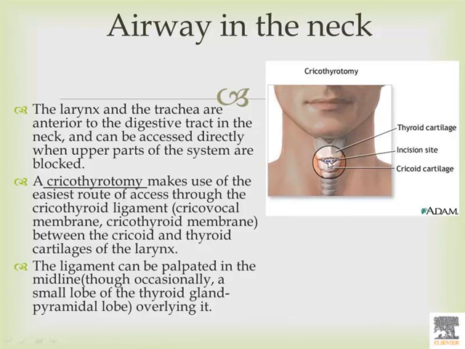This is where you incise and insert a tube right here to enable a person to breathe if there's an obstruction up in the pharynx or in the upper mouth that is not enabling the person to breathe and bring air down to the trachea. And this is called cricothyrotomy, where you cut right here and insert the tube to help a person breathe.